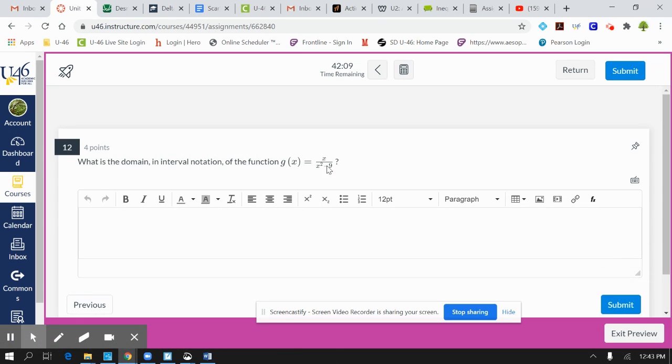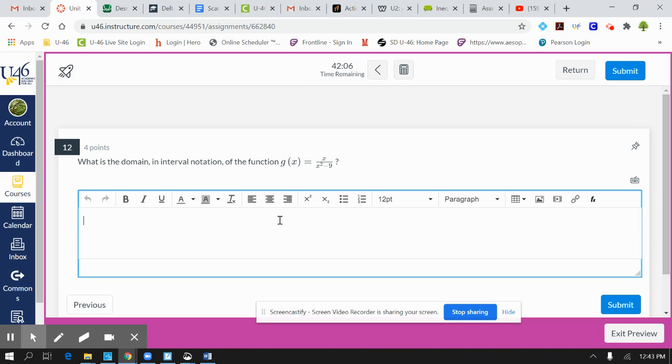What's the domain of this? You're not taking the square root, but you are dividing. You are dividing by x squared minus 9. Well, you can't divide by 0. So what x values would make you equal 0? 3 and negative 3. X cannot be positive 3 or negative 3.